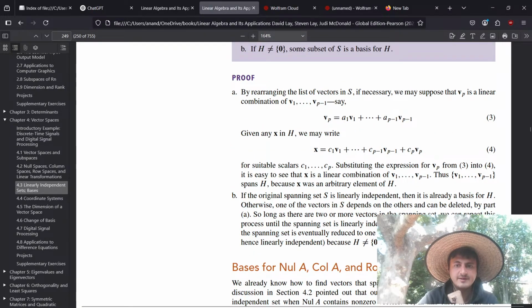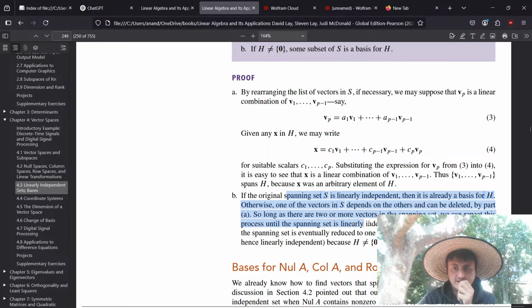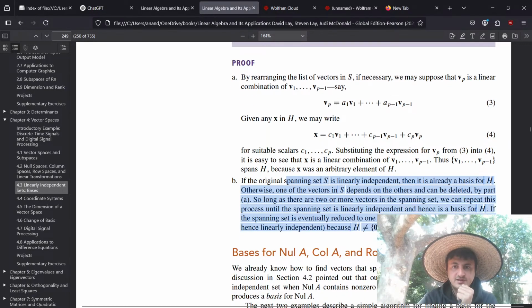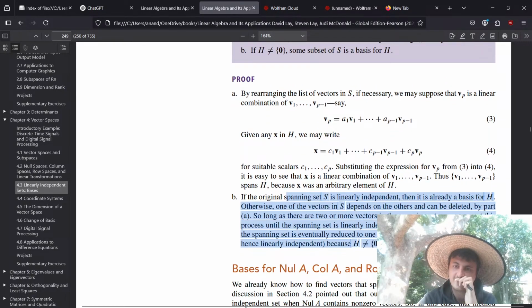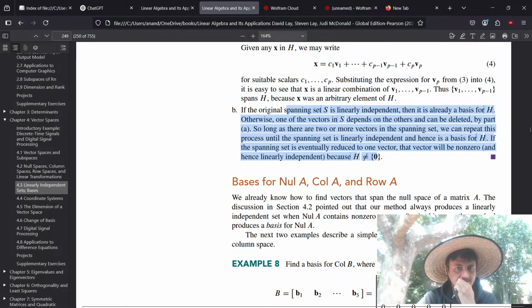Okay, if the original spanning set S is linearly independent, then it already is a basis for H. Otherwise, one of the vectors in S depends on the others and can be deleted by part A. So long as there are 2 or more vectors in the spanning set, we can repeat this process until the spanning set is linearly independent and hence is a basis for H. If the spanning set is eventually reduced to 1 vector, that vector will be non-zero and hence linearly independent because H is not equal to the 0 subspace. Okay.